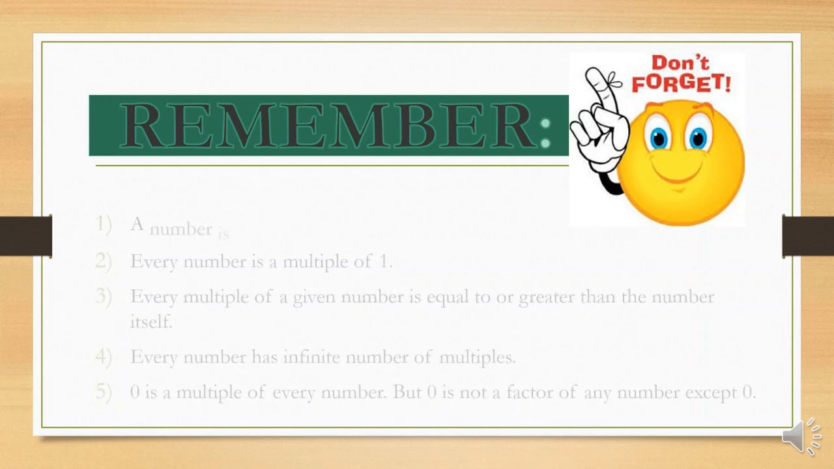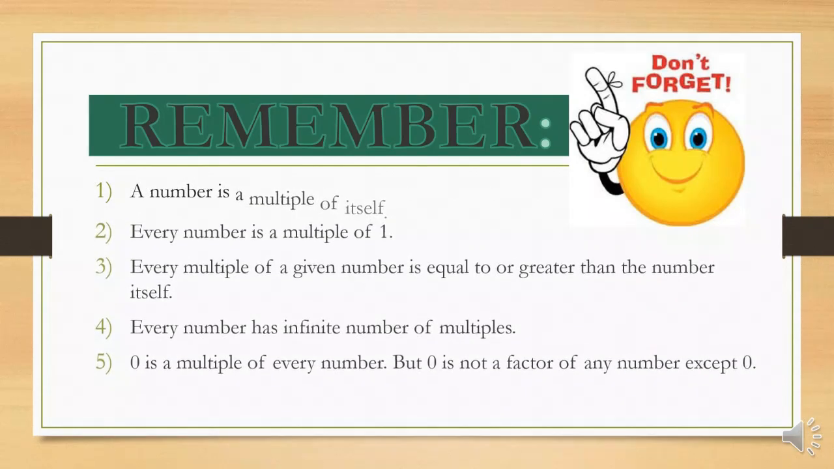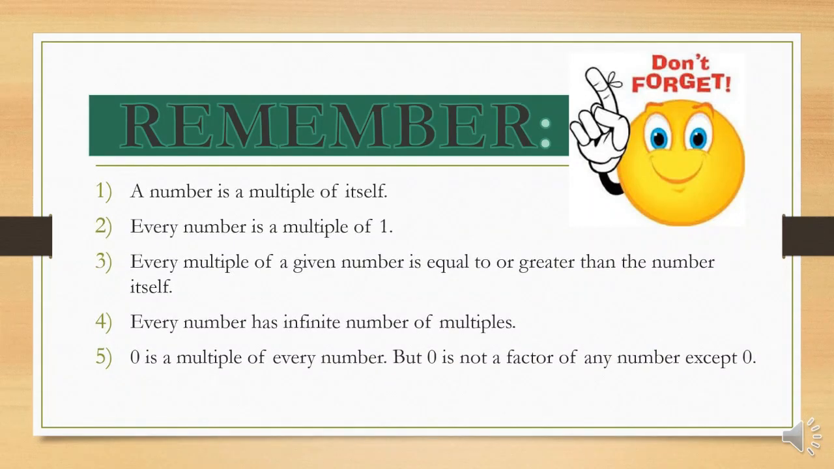Dear students, remember the following about multiples. A number is a multiple of itself. First, every number is a multiple of 1. Second, every multiple of a given number is equal to or greater than the number itself. Third, every number has an infinite number of multiples. Fourth, 0 is a multiple of every number, but 0 is not a factor of any number except 0.